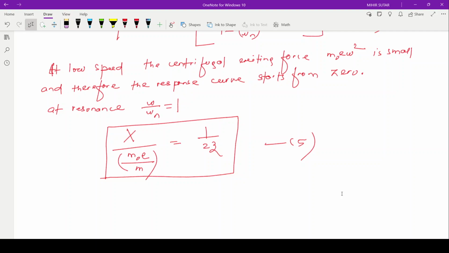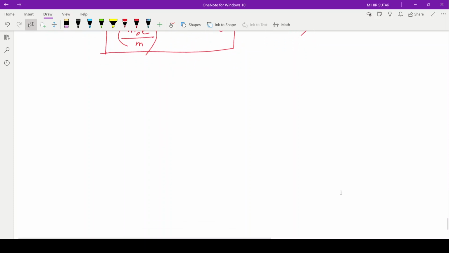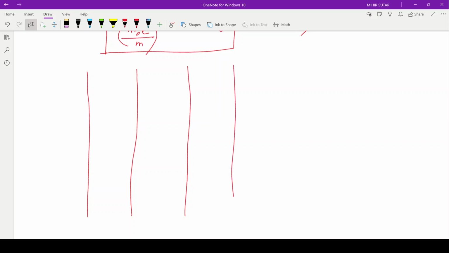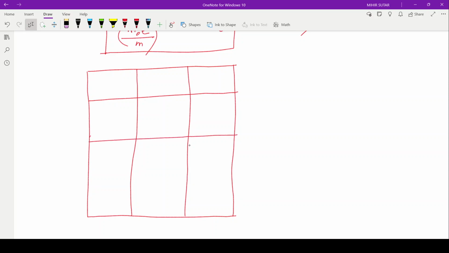So if you plot this relation, you have a graph like this.